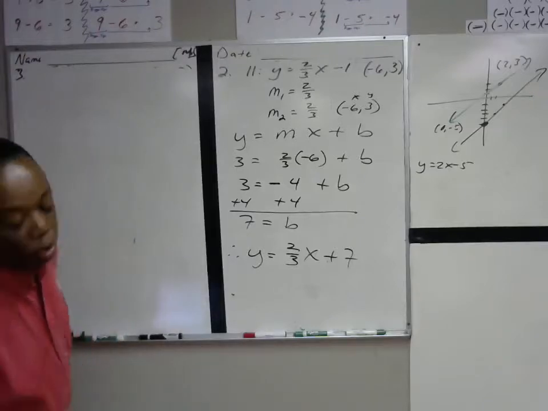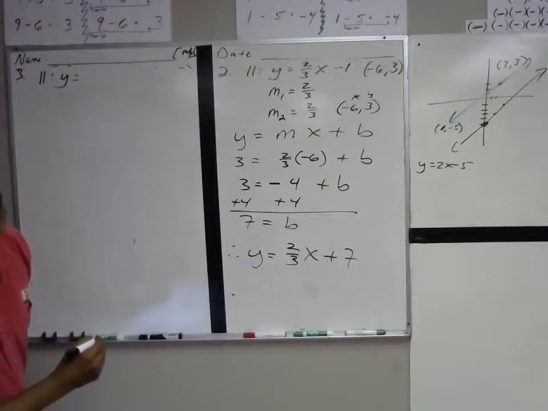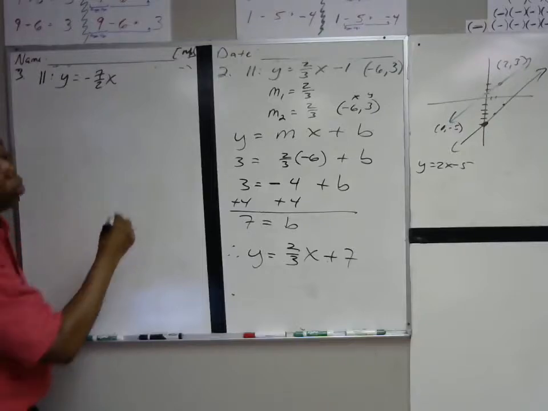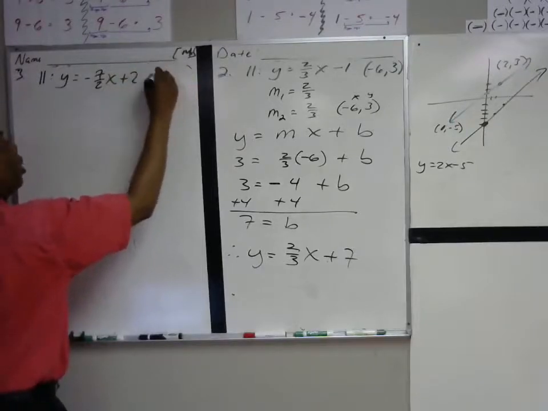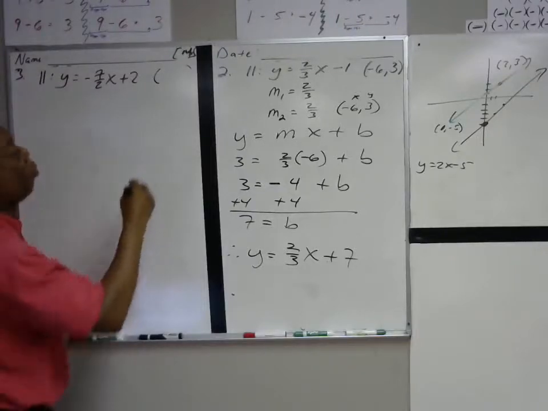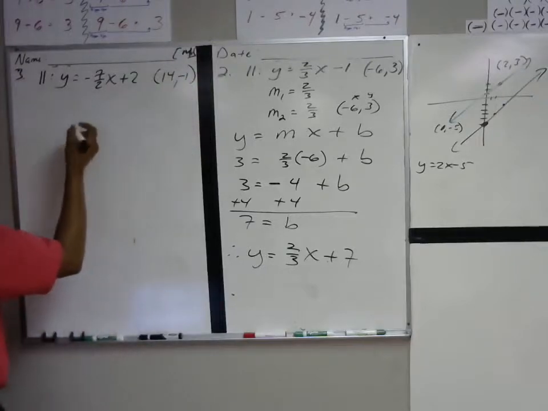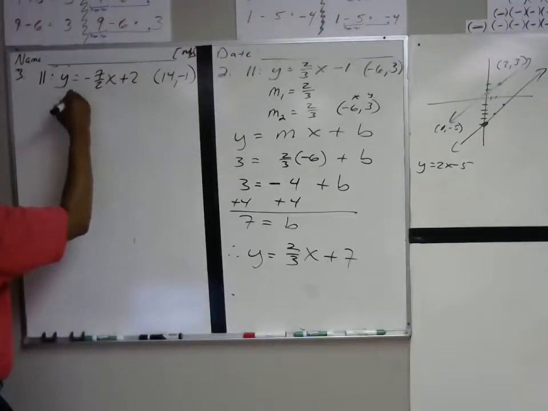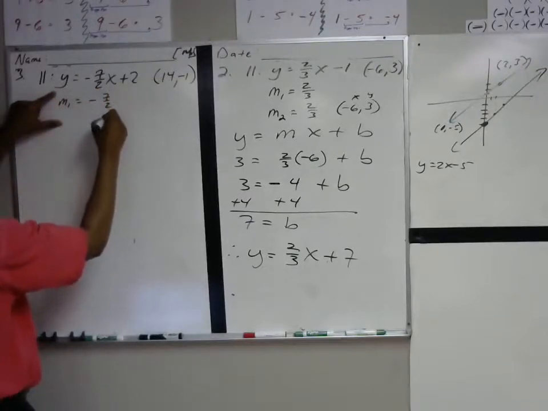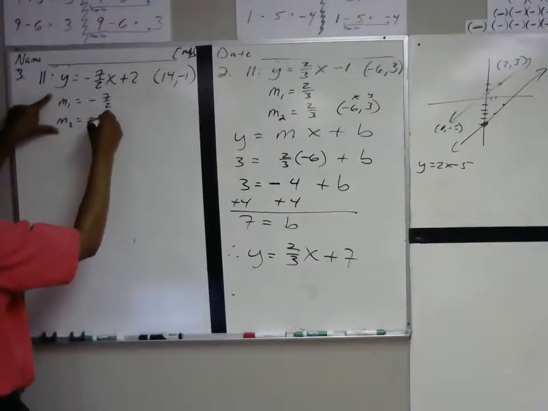Okay, number 3. We want a line that's parallel to the equation y equals negative 7/2 x plus 2. And we want it to go through the point (14, -1). So first, we established that the slope of the first equation right here is negative 7/2. And we want the slope of the second equation to also be negative 7/2.